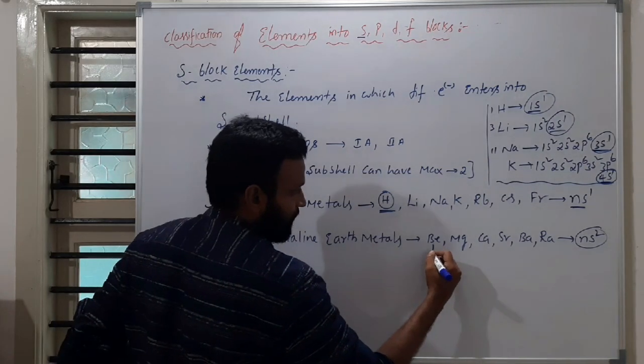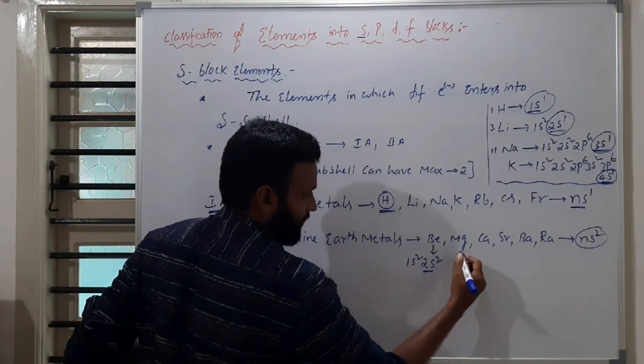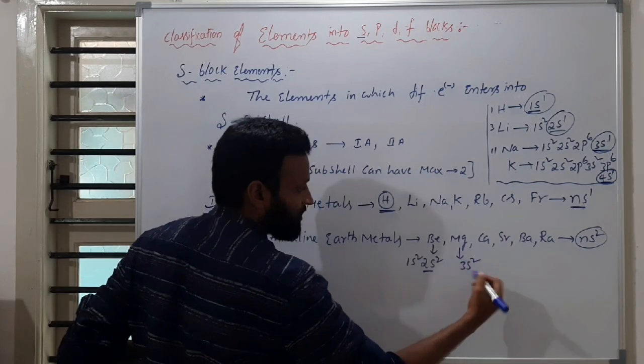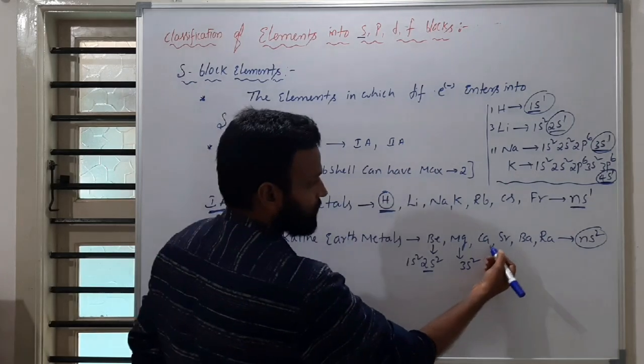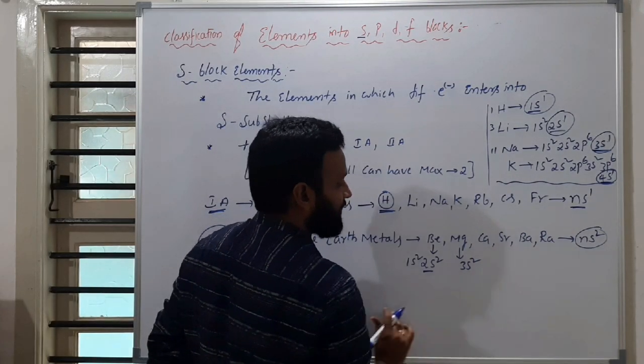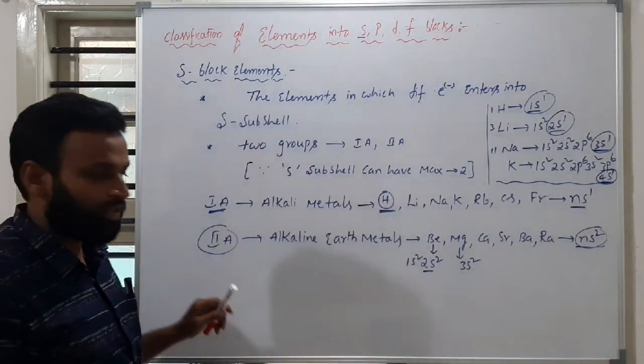So you can see here beryllium is simply 1s2, 2s2. Here you will have 3s2 in the valence shell, the outermost shell. Getting what I am saying? Here 4s2, 5s2, 6s2, 7s2, like that you are having. So in general you are having ns2 configuration.